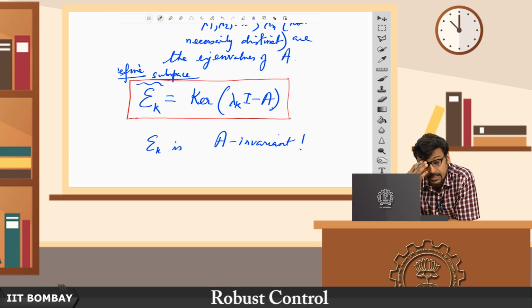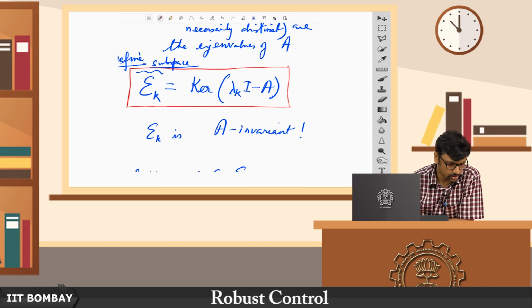So, if you have lambda k as an eigenvalue of the matrix A, then you take the kernel of lambda k I minus A, where I is the identity matrix. Of course, by dint of the fact that the kernel is itself a subspace, this E k will also be a subspace, right.